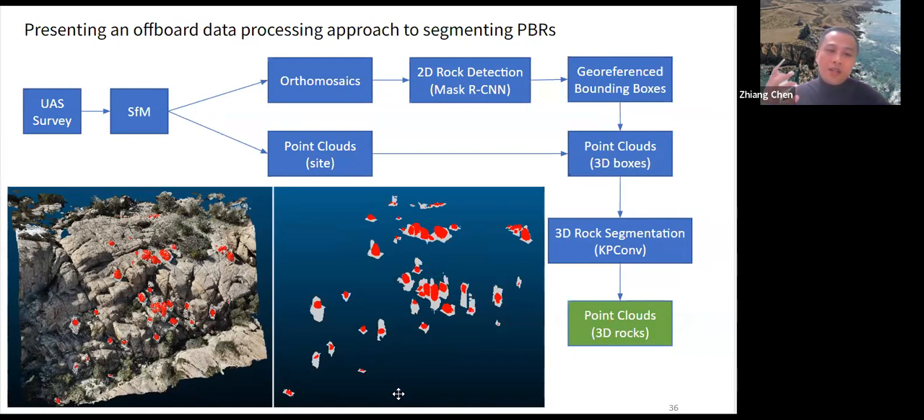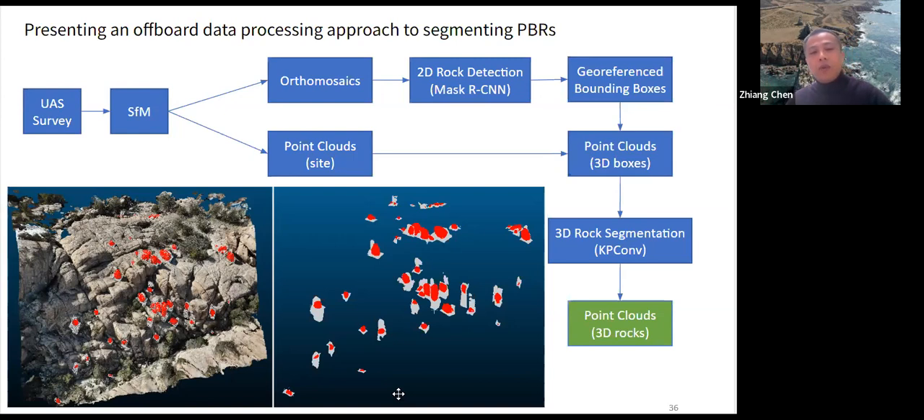And this offline 3D rock detection has the advantage of rapid deployment. For example, if someone goes to the field and quickly conducts the UAV survey, and then they go to the hotel and send their data to me, I can segment all the PBRs for them. And the next day, they can go to the field and verify the PBRs, and maybe they will have more detailed mapping.